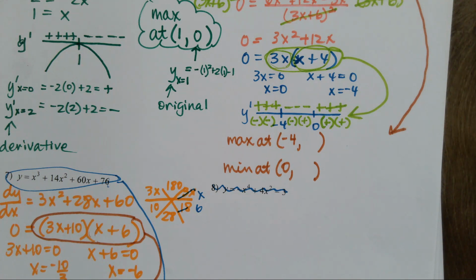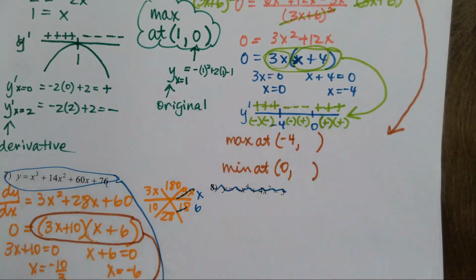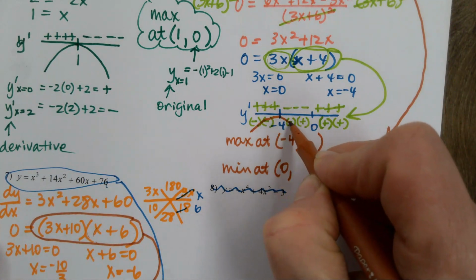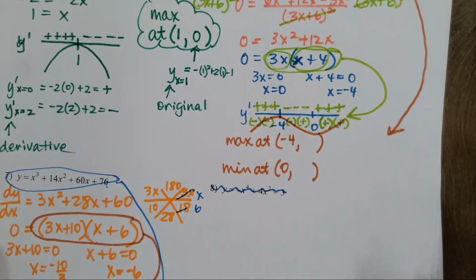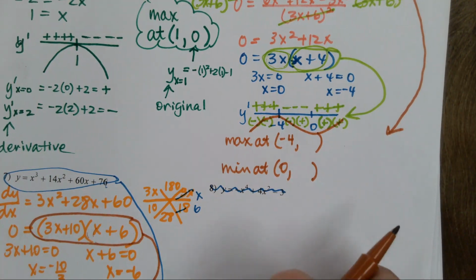Are you okay with that now? Does that make sense? So again, this is rising and then dropping and then rising again. That's not what the graph looks like, but that's what's happening. So I have a high point at -4.